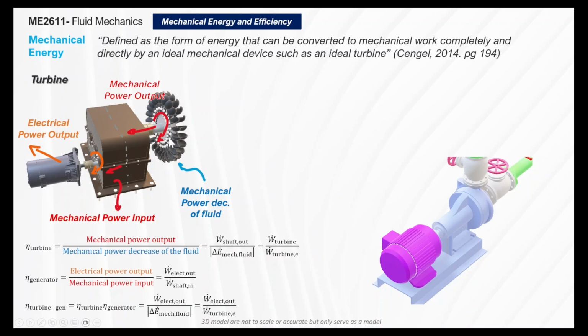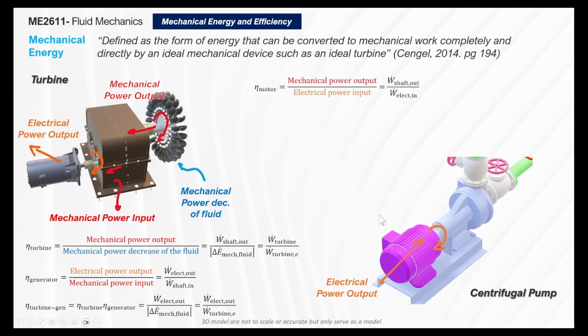To get the overall efficiency of your turbine to generator, you simply multiply the two efficiencies of the turbine and generator so that you can get the overall efficiency as a whole. In this case, the input is the change in mechanical energy, the numerator is your electrical output, and you get the efficiency of turbine and generator. A turbine is a power generating machine system. Pumps are power consuming, because it's the reverse. Here, we need to have electrical input so that you can have mechanical output.